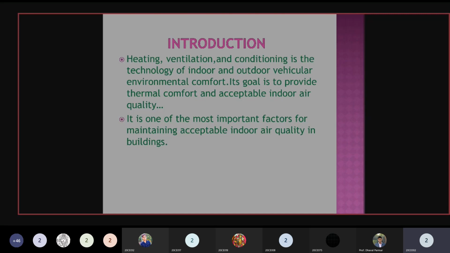Introduction. Heating, ventilation, and air conditioning is the technology of indoor and outdoor vehicular environmental comfort. Its goal is to provide thermal comfort and acceptable indoor air quality. Air quality is one of the most important factors for maintaining acceptable indoor air quality in buildings.